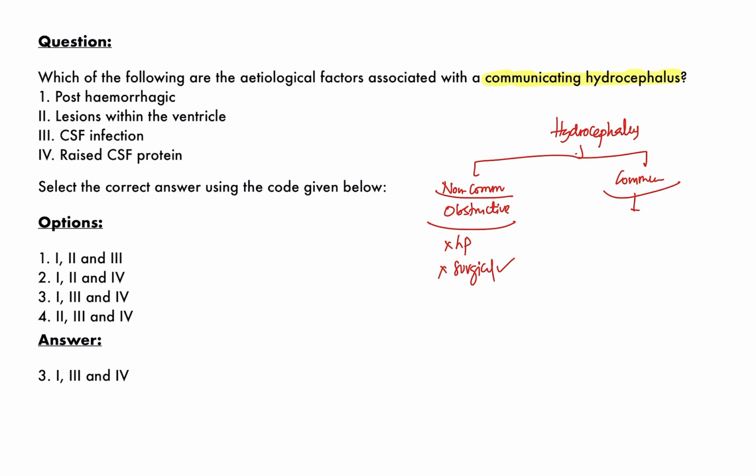But communicating hydrocephalus is because of decreased reabsorption of CSF. It is not because of obstruction. That means you can wait, you can do lumbar puncture for diagnosis. You can even go for medical management as well. So when I talk about communicating hydrocephalus, there are etiological factors for it. Right? So what is the etiology of communicating hydrocephalus? It can be post-hemorrhagic. It can be because of CSF infection, which can be diagnosed by lumbar puncture, or it can be because of raised CSF protein.